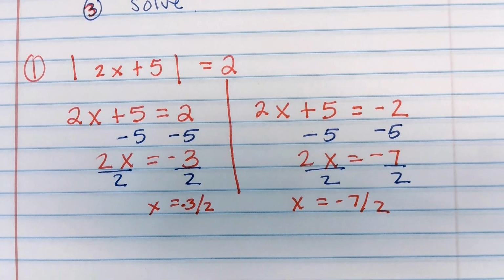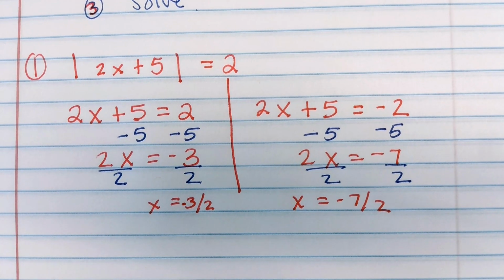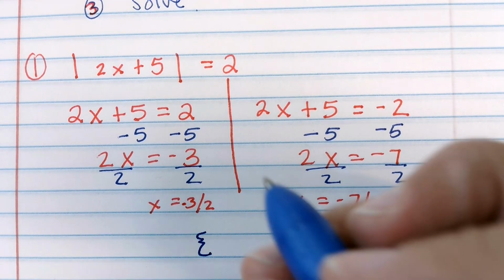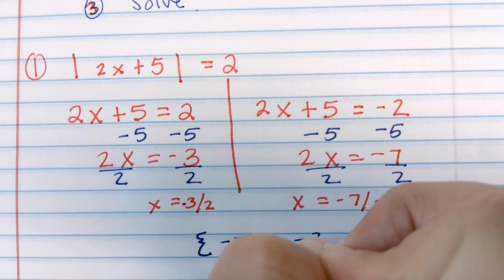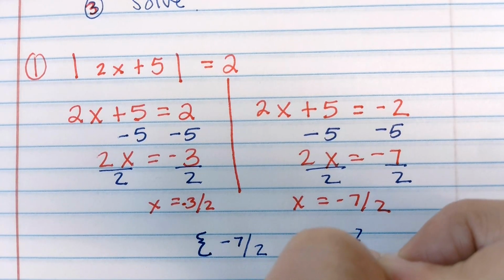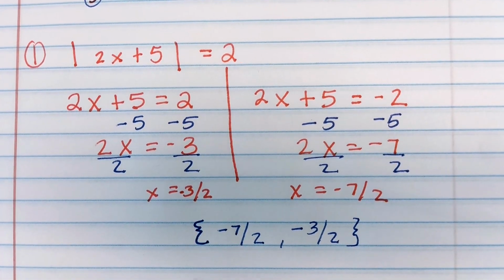Now we want to write this as a solution set in set notation. What that means is I need a brace, the smallest number, the biggest number, and then close that out. So that's set notation. This is the answer right here.